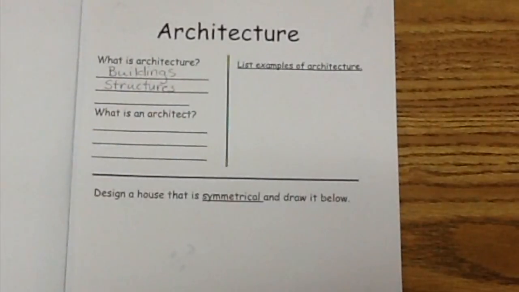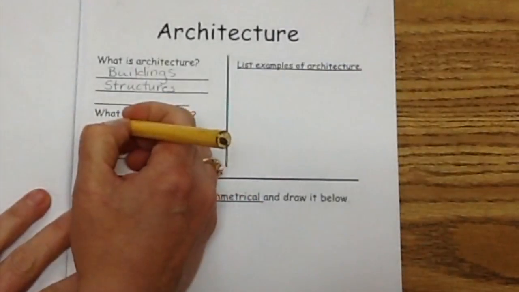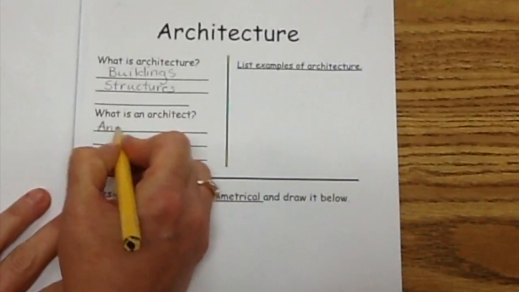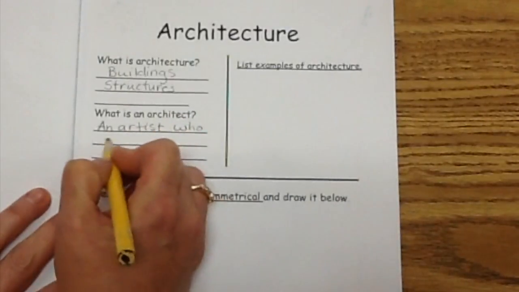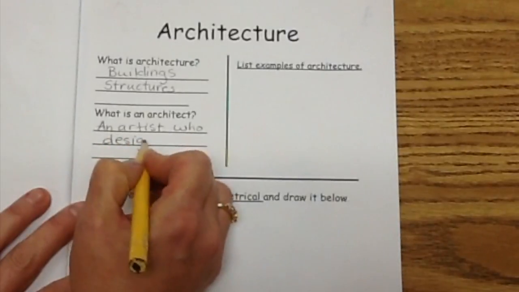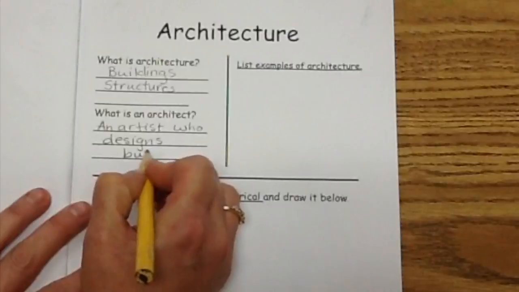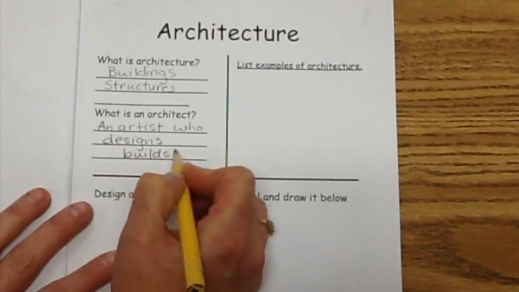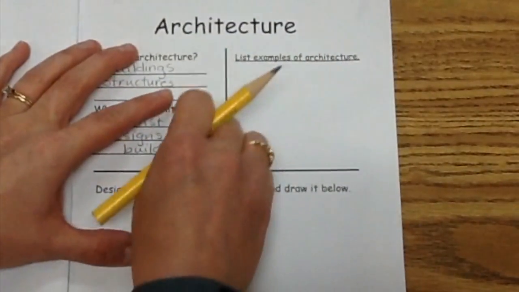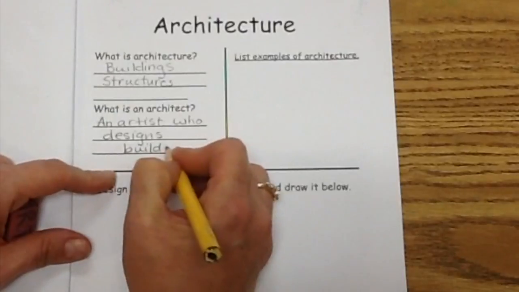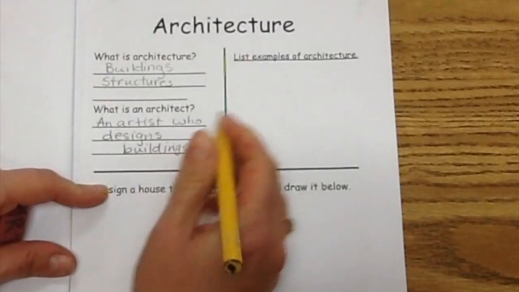So what is an architect? Well, who do you think designs all that fabulous architecture? You'd be right. It's an artist who designs buildings. They don't always build the buildings, but they certainly do design buildings or structures.